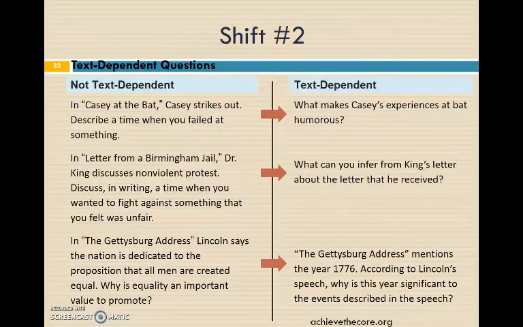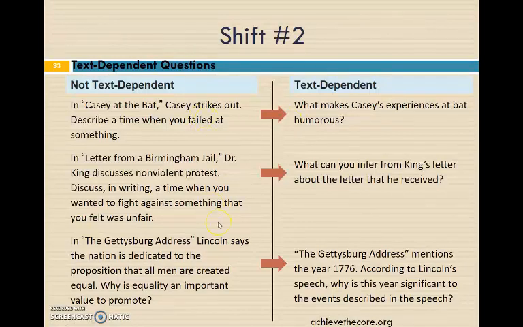credit, right? So we are seeing that there are no longer these types of questions on these state level tests or the PARCC or Smarter Balanced. Now we see a question like this: what makes Casey's experiences at bat humorous? Now a student would have had to read and understand that text to answer this question correctly.